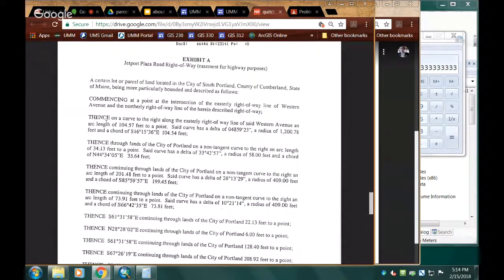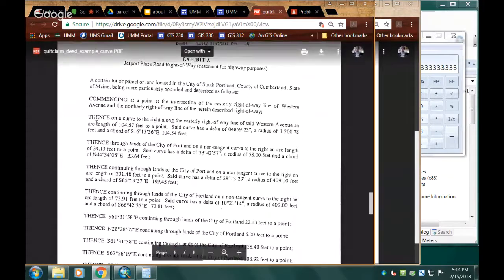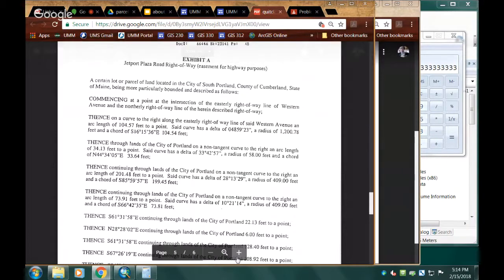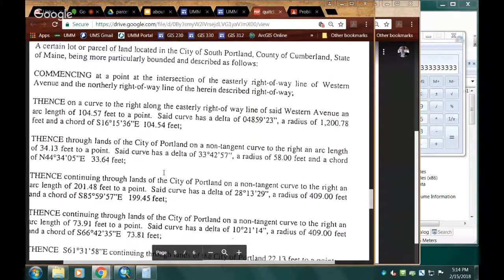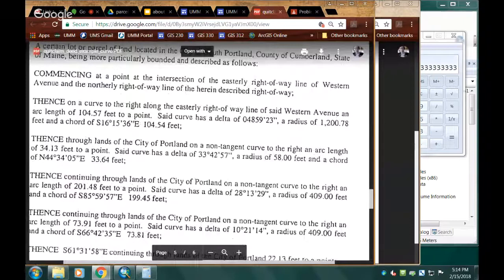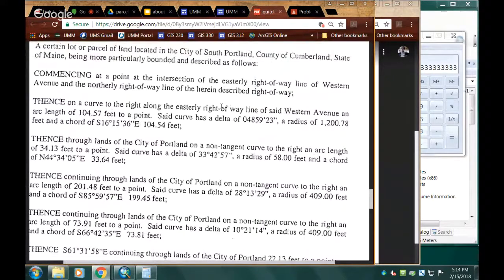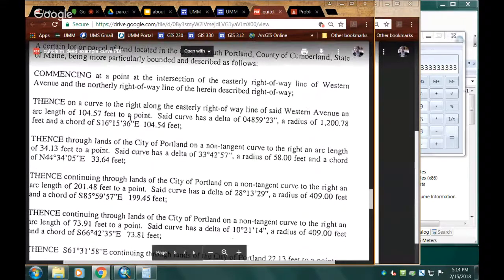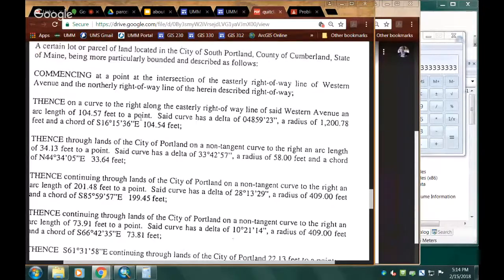Here it is. So this is describing a right-of-way, which is the rights to pass through someone else's property. And so this is how the curve is described. Let me zoom in a little bit so you can see it. A curve to the right, along the easterly right-of-way line of blah, blah, blah, an arc length. So that's the length of the arc, the length of the outside of the circle, the arc length of 104.57 feet to a point.